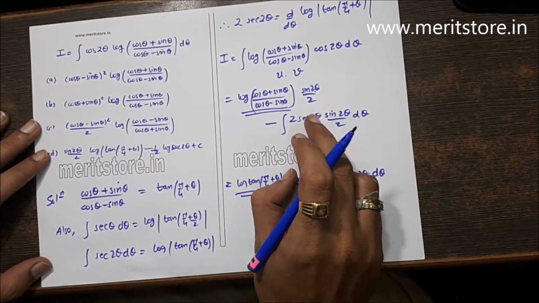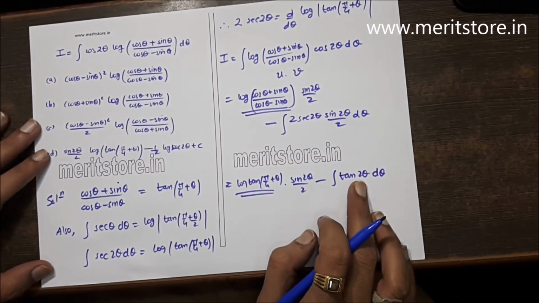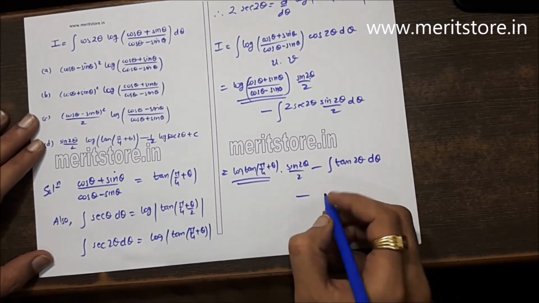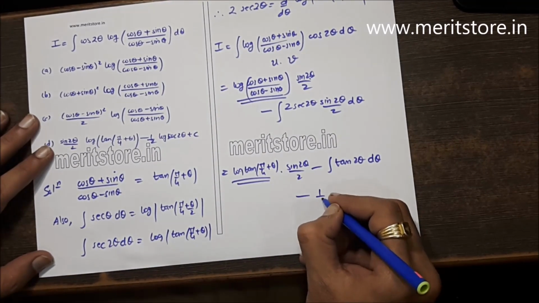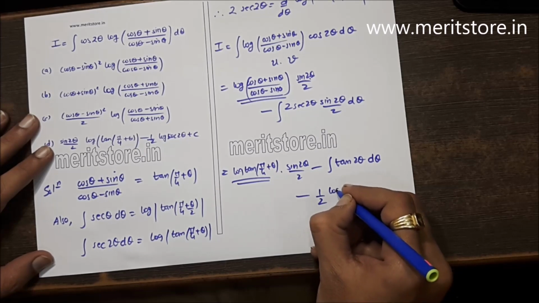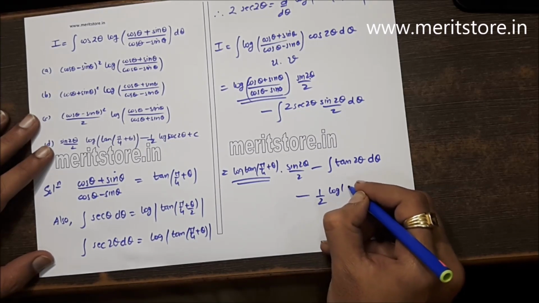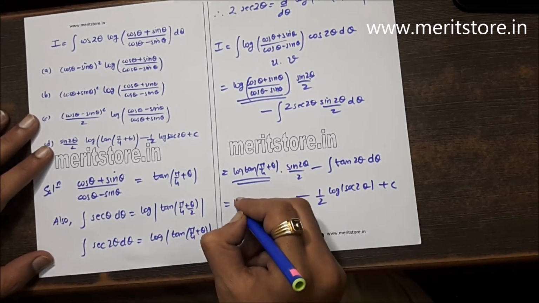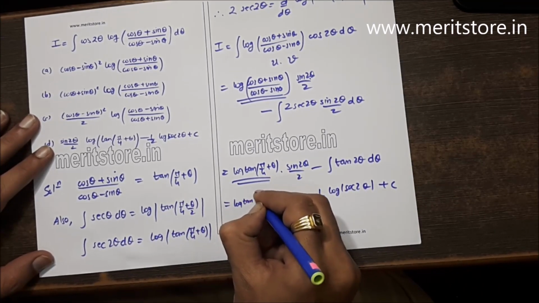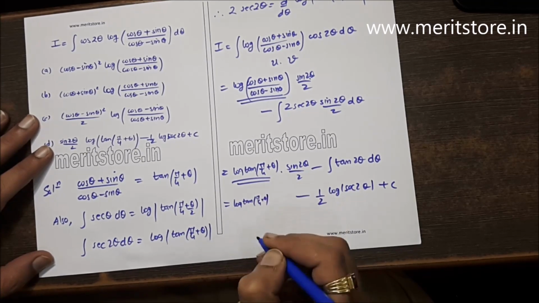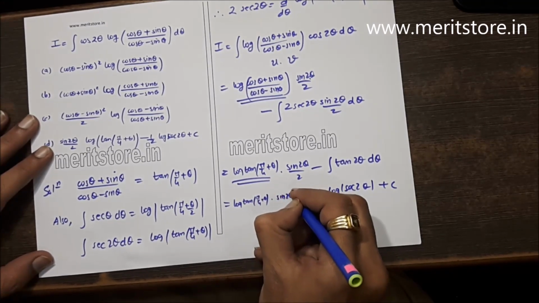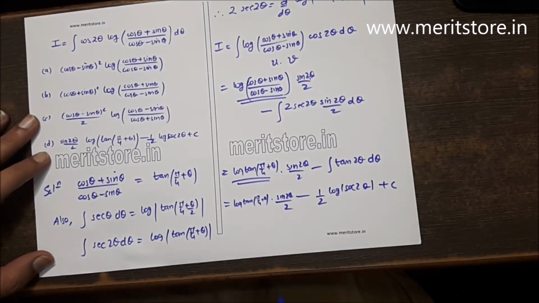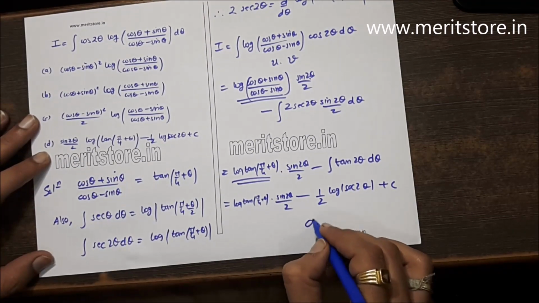Sin 2 theta into sec 2 theta is tan 2 theta. This will generate an integral of 1 by 2 log mod sec 2 theta plus c, with the term as log tan (pi by 4 plus theta) into sin 2 theta upon 2, which is nothing but our option D.